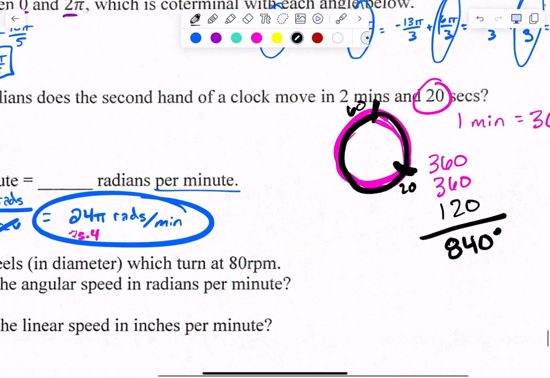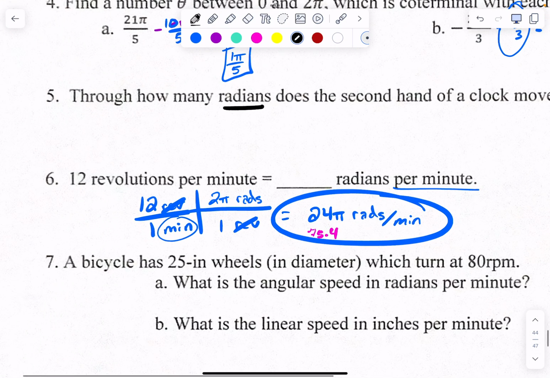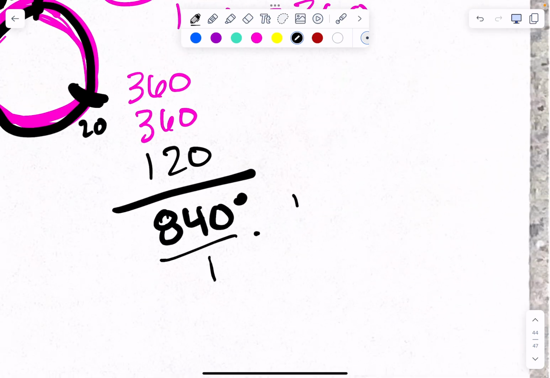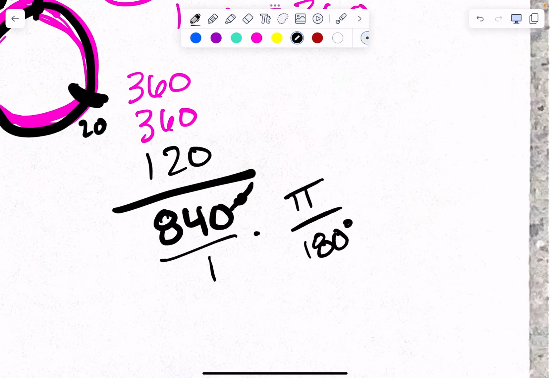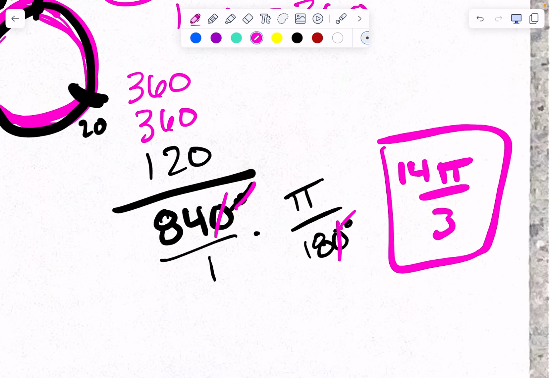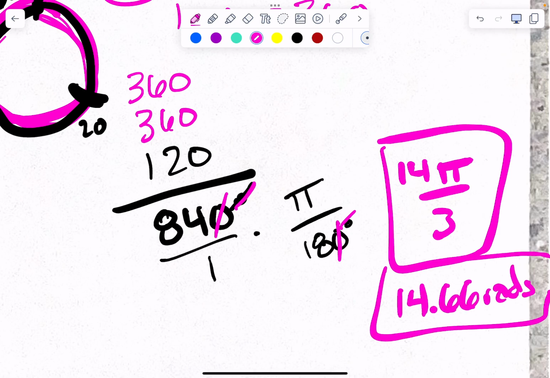But I want it in radians. Can we convert from degrees to radians? Sure. 840 over 1 times pi over 180 degrees, and my degrees cancel off, my 0 cancels out. 84 pi over 18, I can divide by 6. 14 pi over 3. Or also 14.66 radians is the same thing.